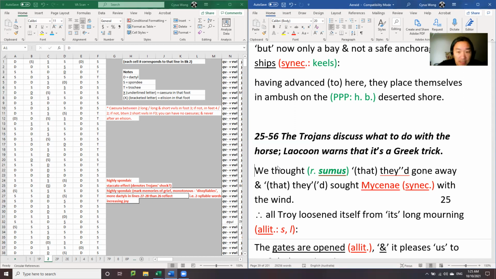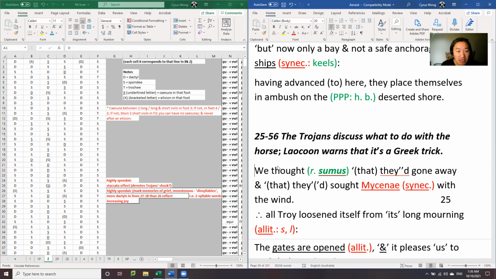So 26, and what happens here is they go out of the city. It says here more dactyls in lines 27, 28 than 26 reflect an increasing joy. So just that realization that they have gone, that initial feeling that they were free at last, or so they thought. So if spondees are sad, then dactyls can be more happy as well. So this is the happiness, albeit short-lived, as we know.